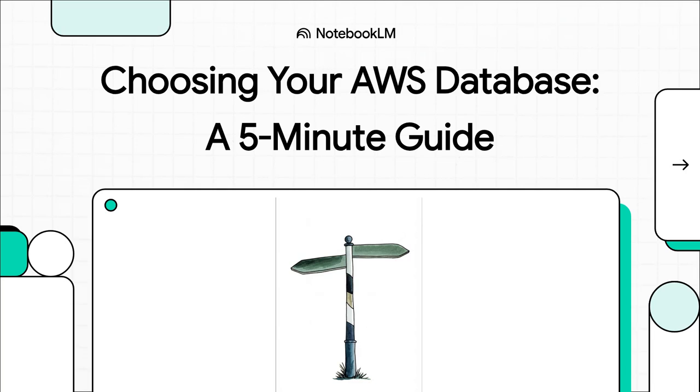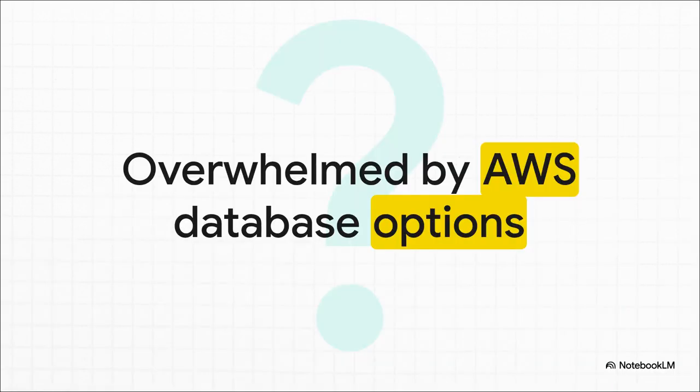All right, let's dive right in. We're going to tackle a question that, let's be honest, trips up pretty much everyone using AWS. You look at all those database options and you're just thinking, which one am I actually supposed to use? It can be a really tough choice. So, in the next few minutes, we're going to build a super simple map to help you find that perfect fit for your app.